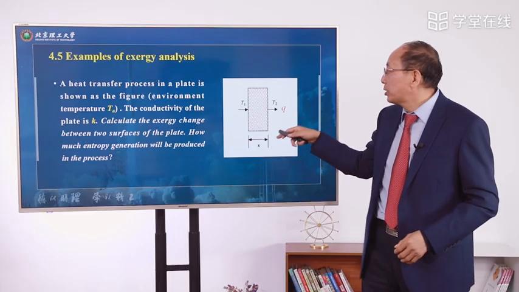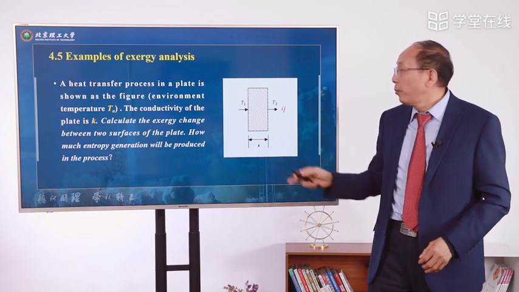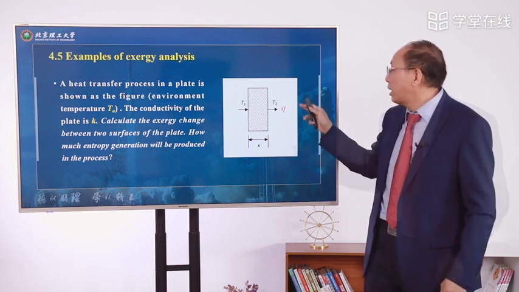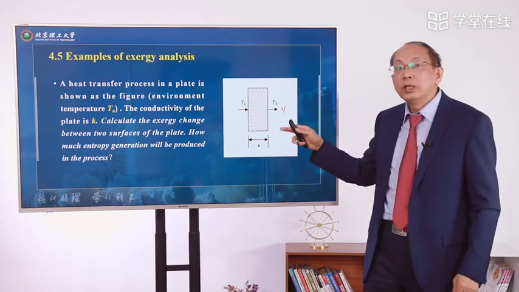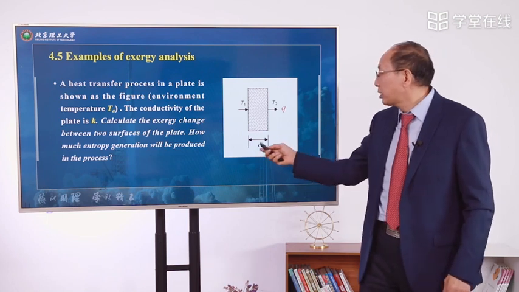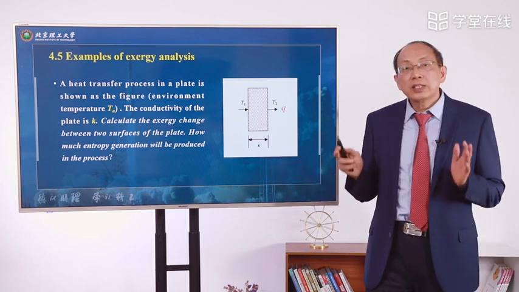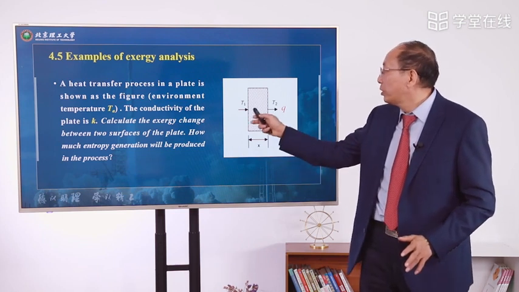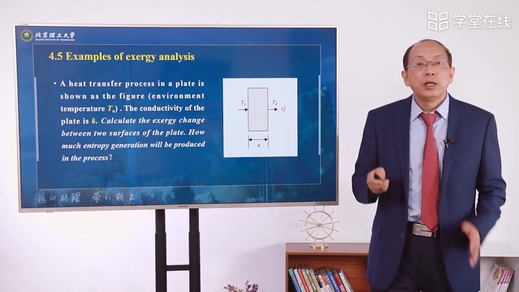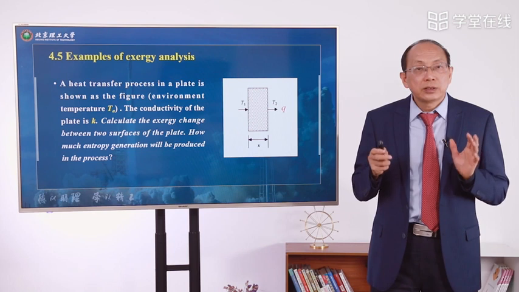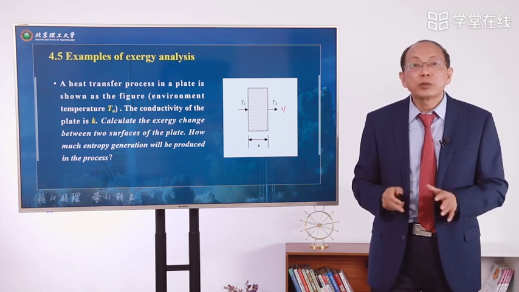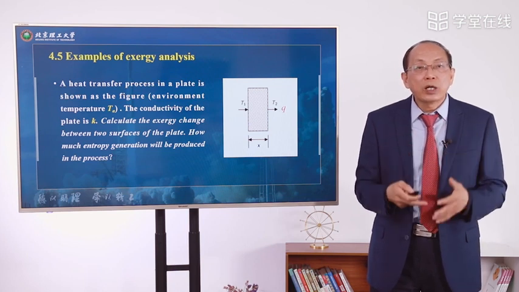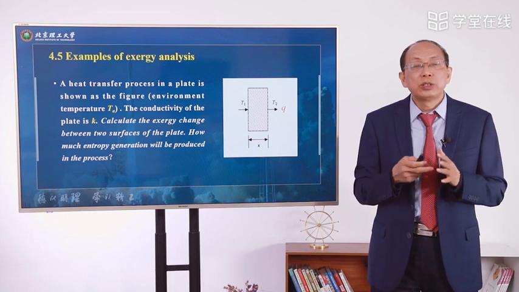Here is a plate. Because the left side of the surface, the temperature T1, is larger, the right side temperature T2 is lower. The thickness of the plate is X. In this case, certainly there is some thermal energy transfer from T1 to T2. This process is certainly not a reversible process. There is some work loss, exergy destruction.